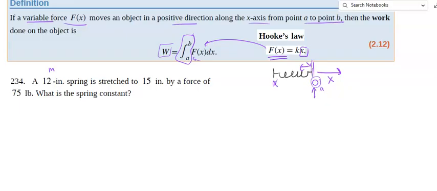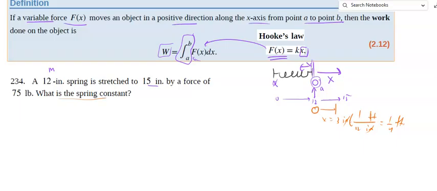A 12-inch spring is stretched to 15 inches. We were at 12. A 12-inch spring is stretched to 15. So the length of it is 12. That's what we count as our 0. And we go to 15. That means x is really 3 inches, or simply, every 1 foot is 12 inches, that is a fourth of a foot. Again, if you leave it in inches, I'll let it slide, that's not a problem.